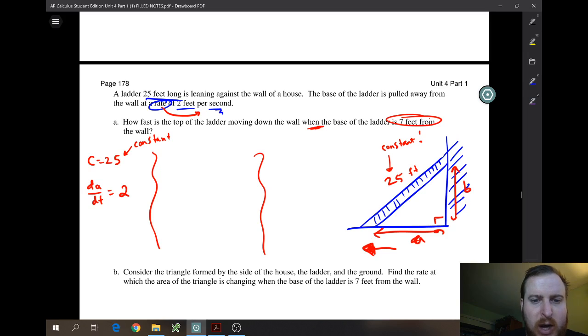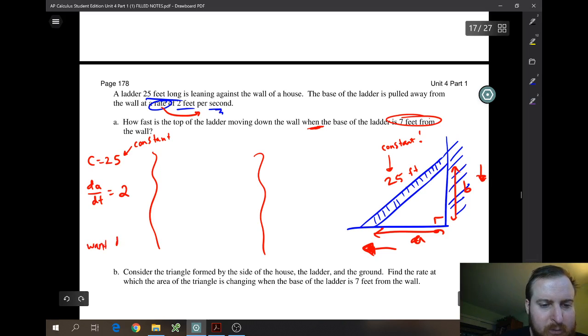How fast is the top of the ladder moving down, right? If this side goes to the left, then obviously the top of the ladder is going to have to go down if you just visualize it. So we want dB dt. That's what they're asking for, and we know in our head it should be a negative number. When the base of the ladder is 7 feet from the wall.